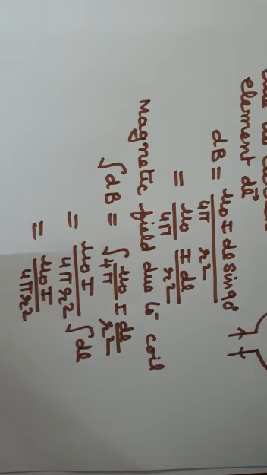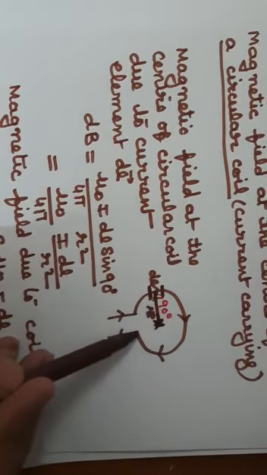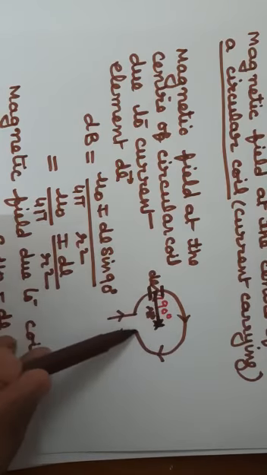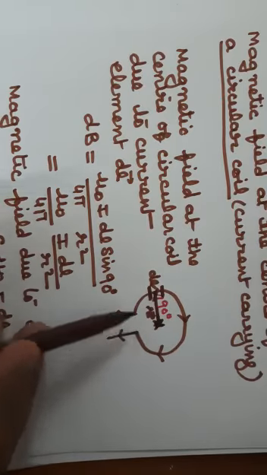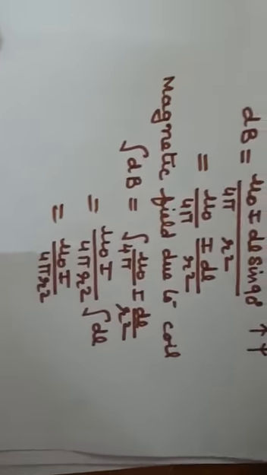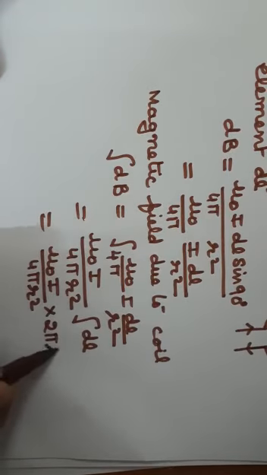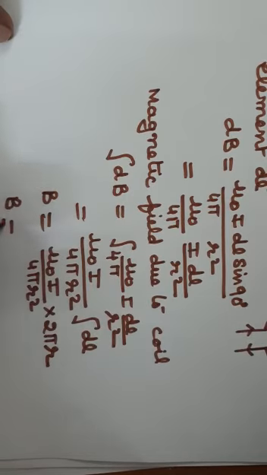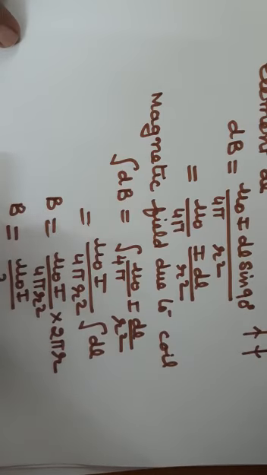Now the integration of current element dl, how much will that be? That is the sum of lengths, the complete length of this coil. The complete length of this circular coil will be 2 pi r, the circumference. So we write here in place of integral dl, 2 pi r. This is B, the net magnetic field. Now this will be 2 pi mu naught I upon 4 pi r, that is mu naught I upon 2 r.